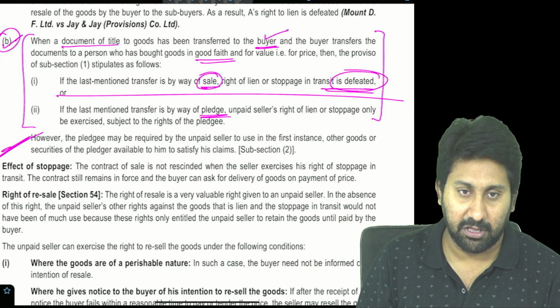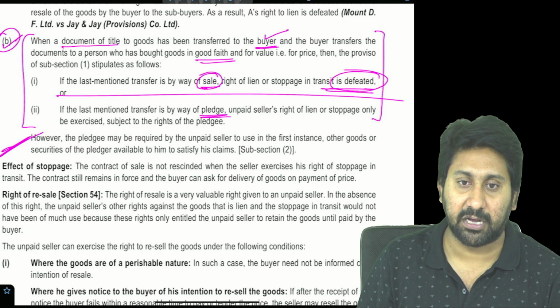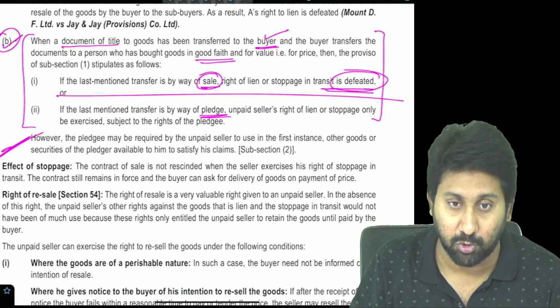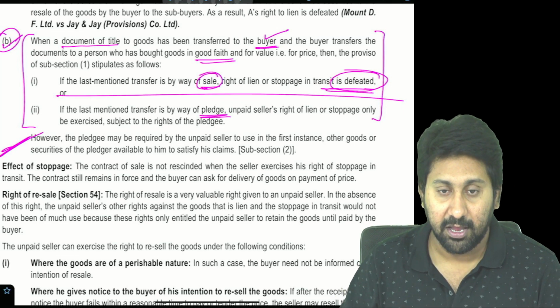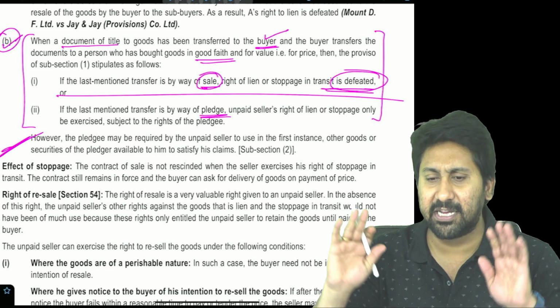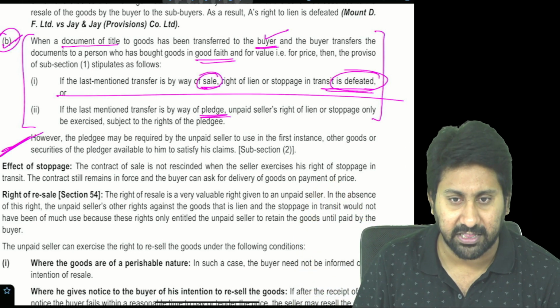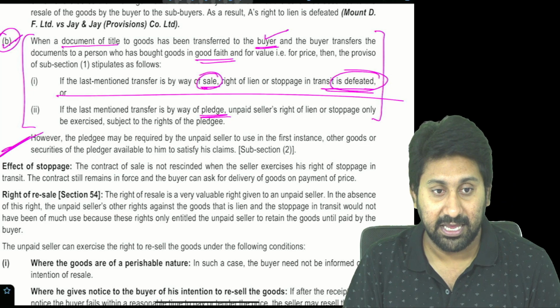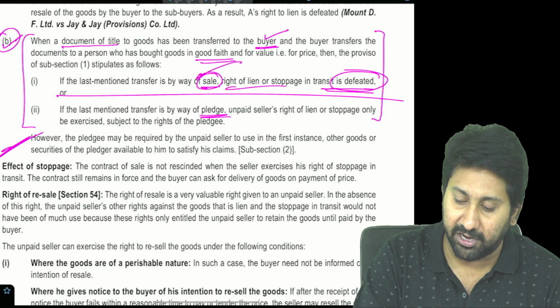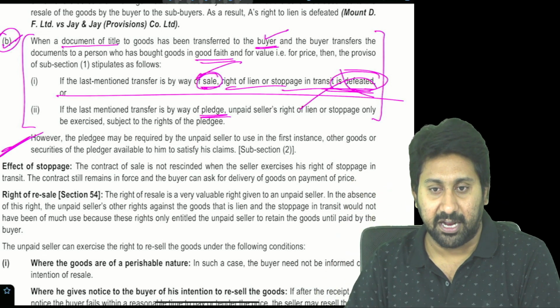Okay, when the document of title to the goods has been transferred to the buyer, and the buyer transfers the document to a person who has bought the goods in good faith and for value, that means he doesn't know the defect, etc. He purchased as a normal outsider. He doesn't know about anything happening between A and B. In such case, if it is a sale contract entered, the right of lien and stoppage in transit is defeated.